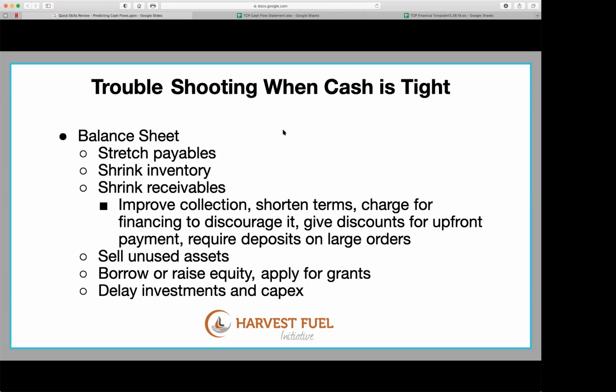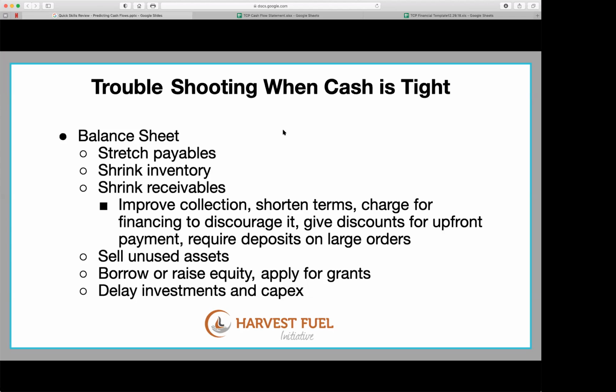Another short-term thing you can do is shrink your receivables. Improve your collection, make some phone calls, keep hounding people until they pay you at least something. Allow them to pay you something if they don't have it all. All of that will help. Also, just shorten your terms. If you normally gave them 30 days, now give them 15 days.